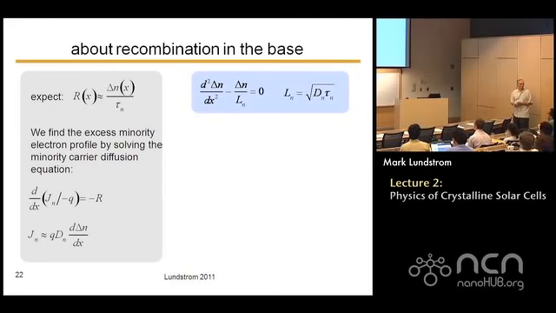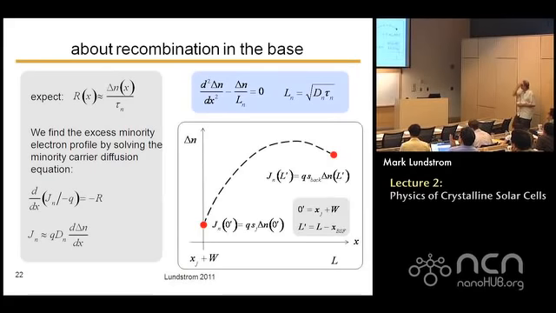So this is an equation that would tell me the profile of the excess carriers inside the device. L sub n is the minority carrier diffusion length. It tells me the average distance that an electron can diffuse until it recombines. And then I would apply boundary conditions, and I would solve that differential equation, and I could find the profile. And I would expect it to look something like this dashed line.